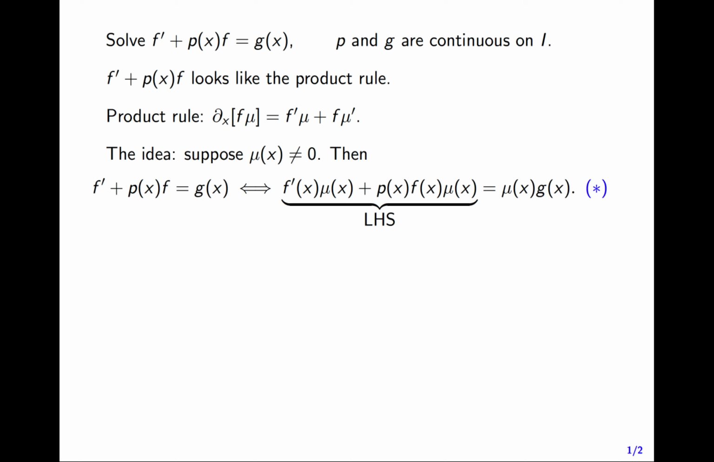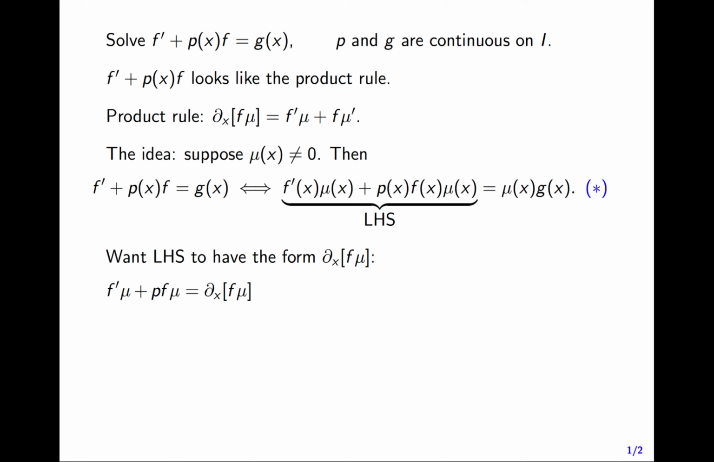So I'm going to work on this new equation with both sides multiplied by mu. I'm going to call the whole equation star for future reference, and I'm going to look at the left-hand side, which of course I abbreviate as LHS. And I want this left-hand side to have the form of a product rule. So the product rule would just be the perfect derivative of f times mu. In other words, I want my left-hand side, f prime times mu, plus p times f times mu, to be equal to the derivative of the product f times mu.